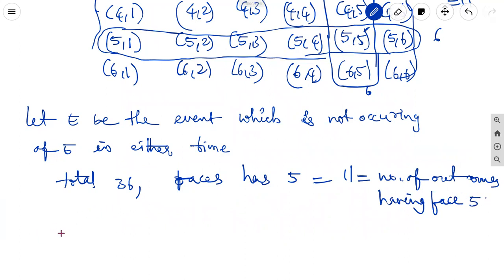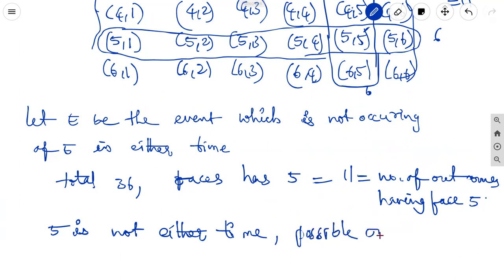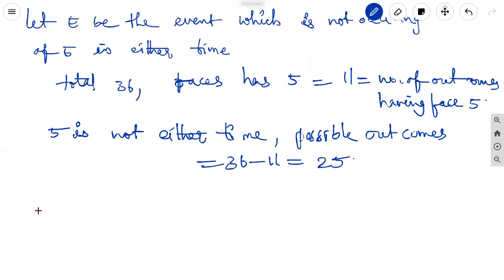And 5 is not either type. Possible outcomes. How many? Total 36. In that subtract 11. Remaining 25. What is the probability of event E?